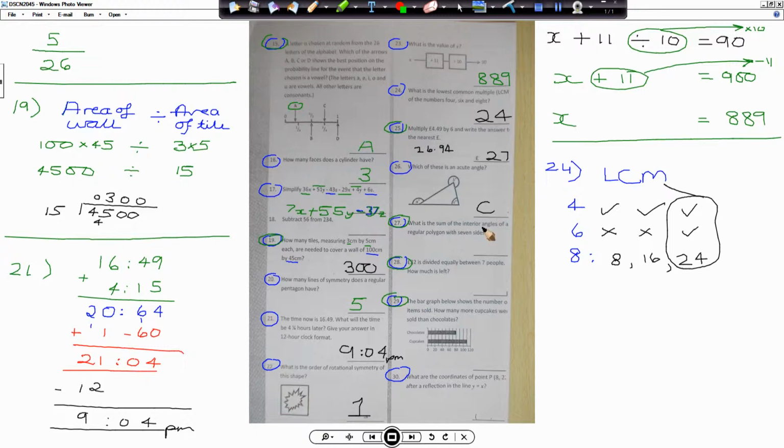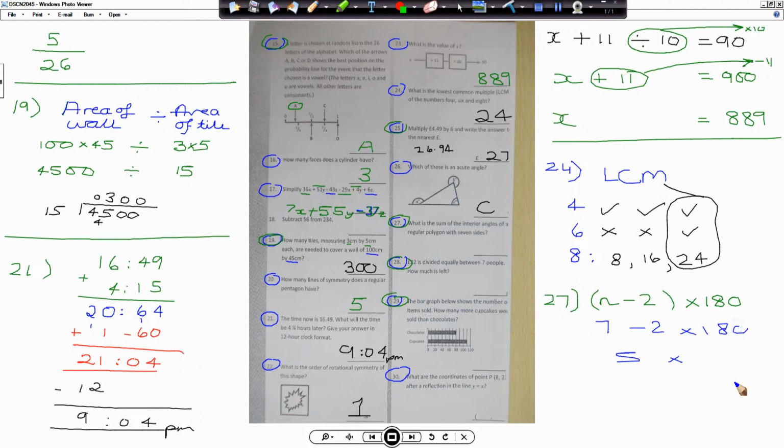What is the sum of the interior angles of a regular polygon with 7 sides? That's a good question. So let's do that one, number 27. To work out the sum of all the interior angles of a polygon, we take the number of sides, take away 2, and then multiply by 180. That's the formula you should remember for the test. So n, the number of sides, is 7. 7 take away 2 is 5. So we do 5 times 180.